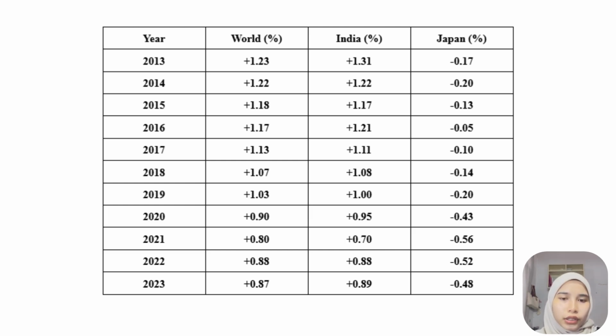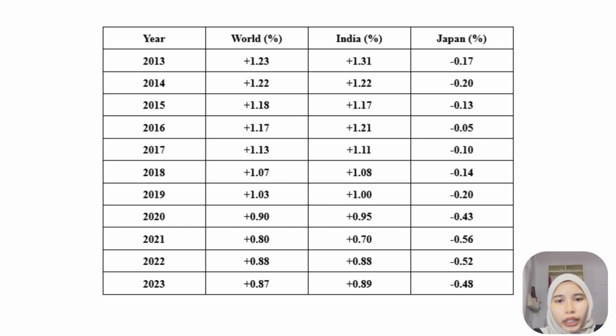Next, let's look at India. India's growth rate was around plus 1.2%, slightly higher than the global average. Over the past decade, India's growth rate has decreased to about plus 0.9% in 2023. Despite this decline, India's growth rate remains consistently higher than the global average, making it the dominant contributor to global population growth among the regions compared.